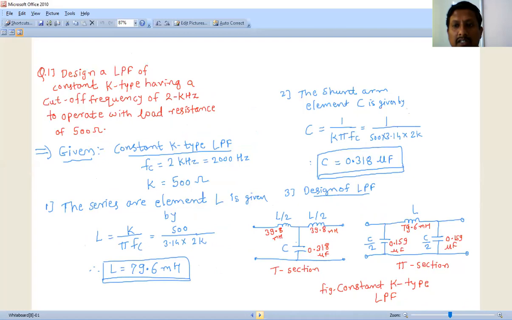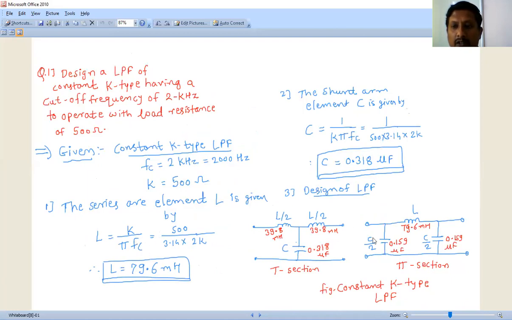Next, after that, we have solved the example. This is the first numerical example we have solved: design a constant K-type low-pass filter having cutoff frequency 2 kilohertz with load impedance of 500 ohm. So K is 500 ohm, fc is equal to 2k. We have used the formulas and got the L and C values.